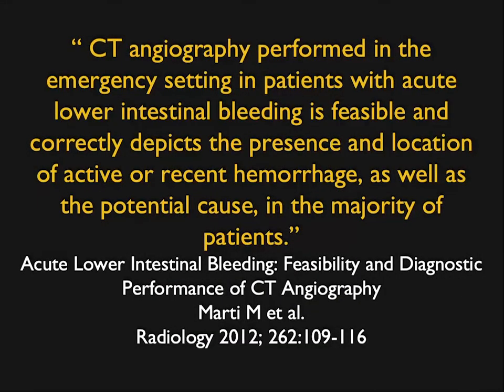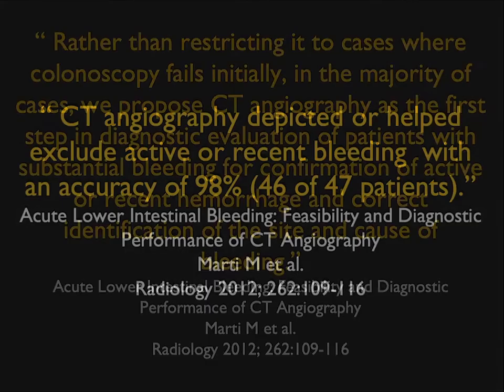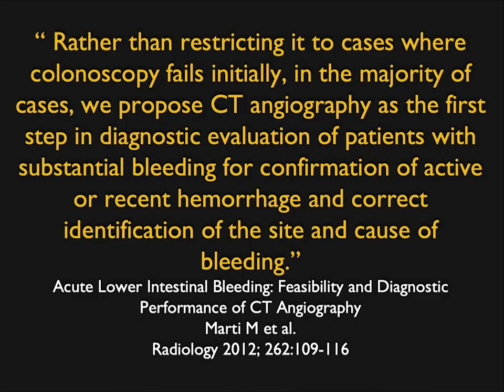Now, there's been a lot of articles in terms of accuracy. This article by Marty, CTA performed in the emergency setting in patients with acute lower GI bleeding, is feasible and correctly depicts the presence and location of hemorrhage, as well as its cause in the majority of cases. And their results were 98% help exclude active or recent bleeding or depict the presence of bleeding. Marty made the point that rather than restricting it to cases where colonoscopy fails initially, in the majority, we believe it should be the first study done. That's 2012, and now 7 years later, it indeed is the first study done.